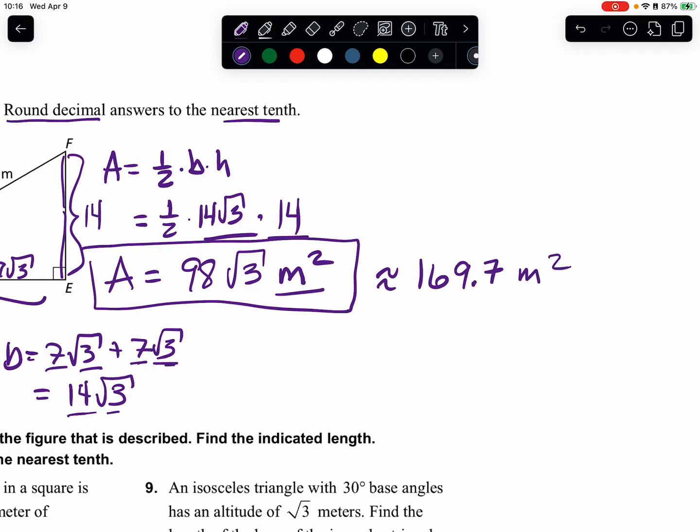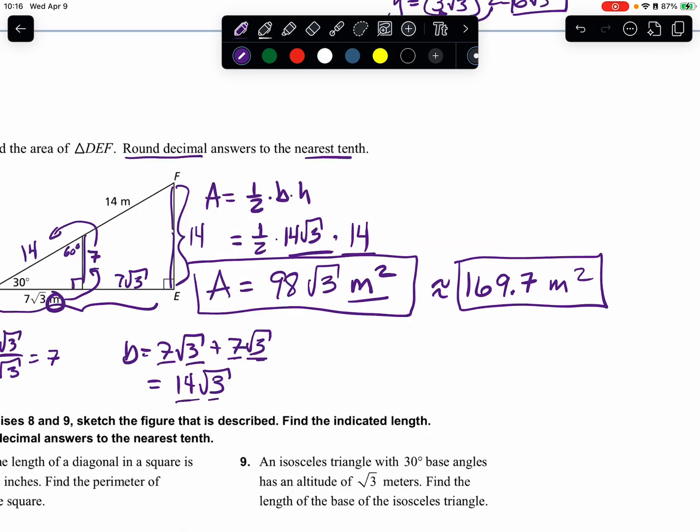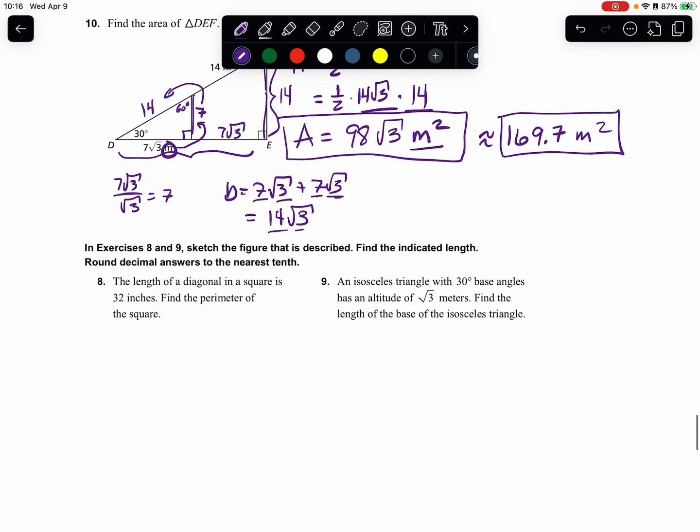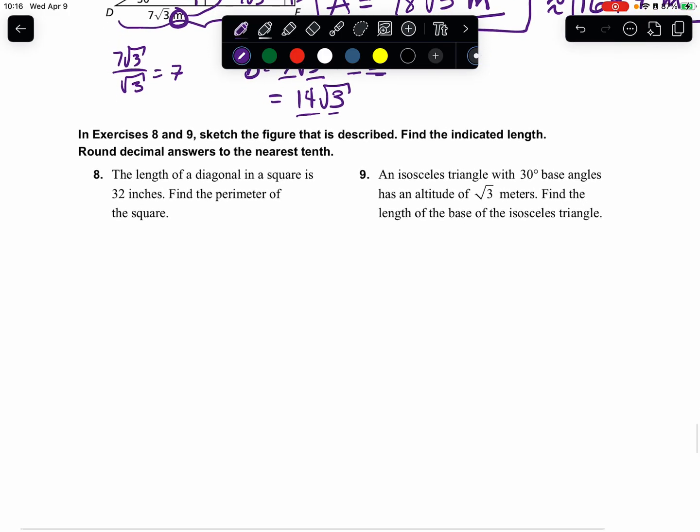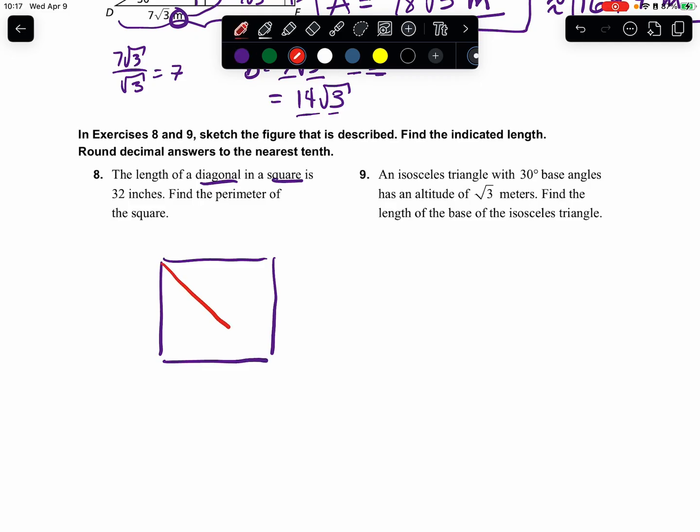169.7 meters squared. There's my real answer. In these problems, you're going to actually have to draw the picture first of all. They'll give you a description. So the length of the diagonal of a square. So we draw the square, and then we need a diagonal. And what do we know about that square? Well, we know that the length is 32. What do I have to find? I have to find the distance around. So I've got to add up all my sides.